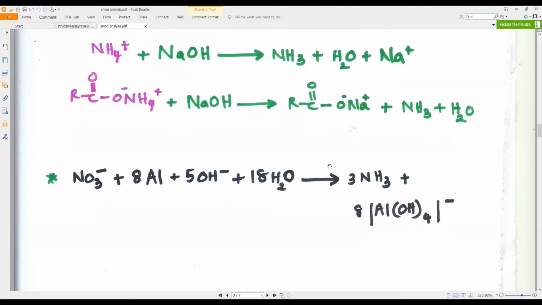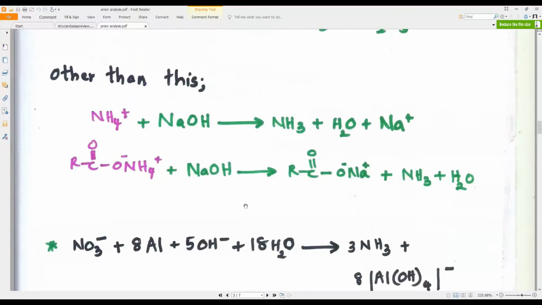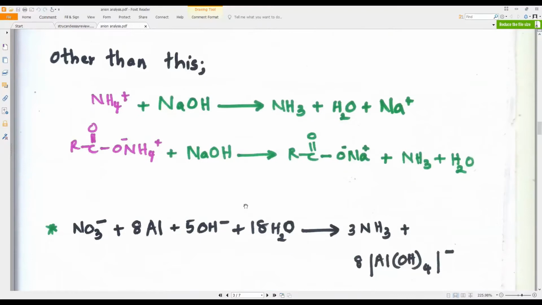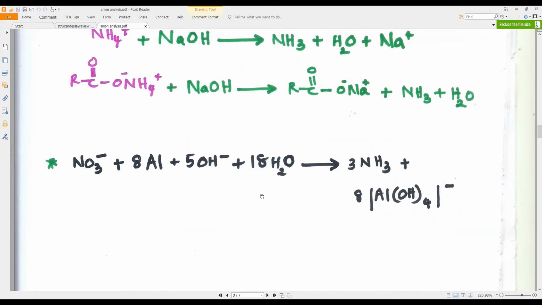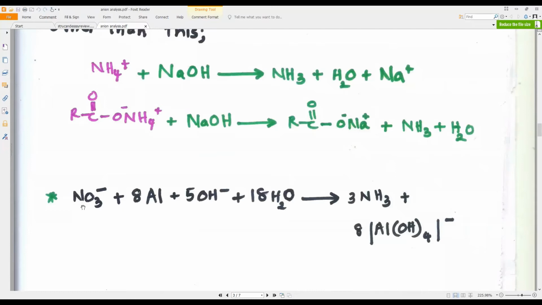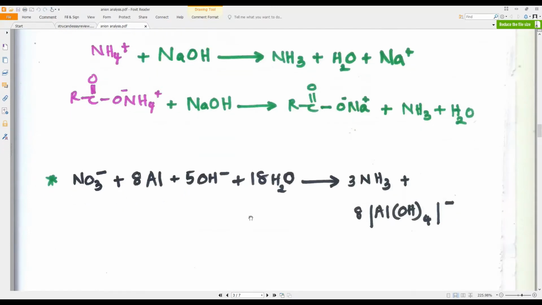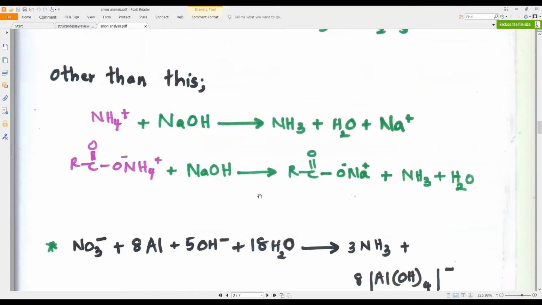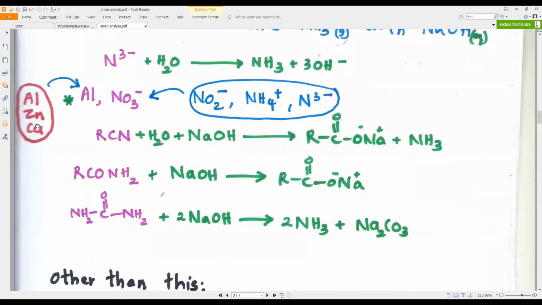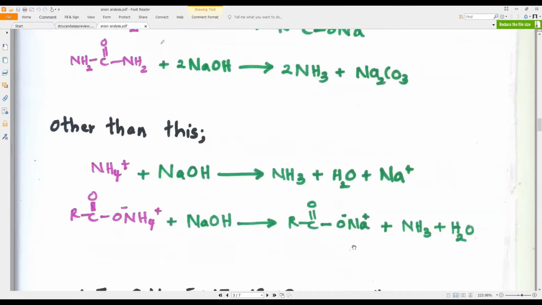So do you remember this place where we discussed the anion analysis? If you remember the nitrate identification, I told you that you can react it with aluminium in basic condition, and there will be ammonia releasing. This can be either aluminium, or you can use zinc as well, or even copper. So aluminium, zinc, or copper with nitrate will give ammonia.